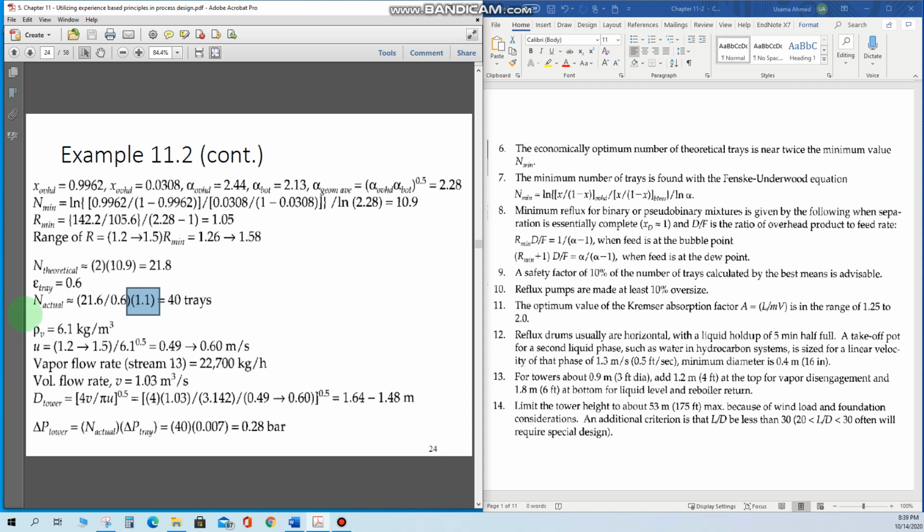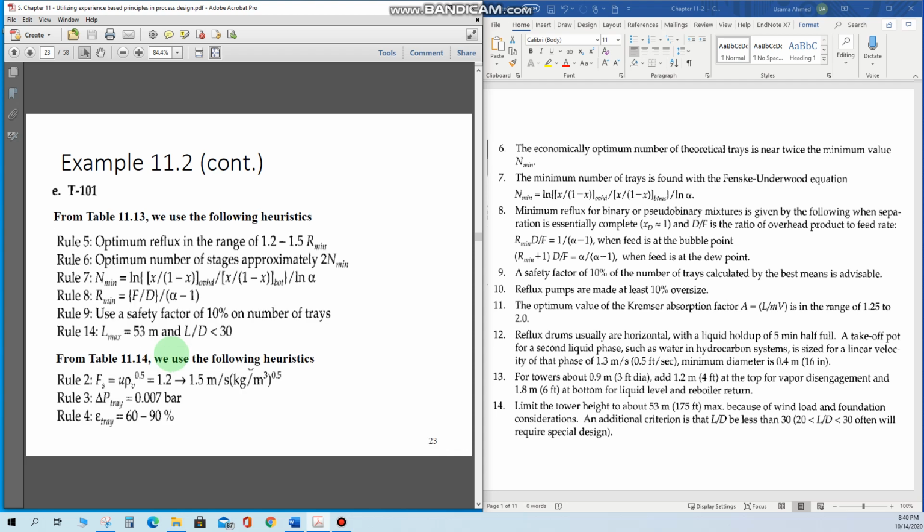Okay, now density for the vapors, you have to see the density of each of the component in the mixture, and then you can use the average density for the vapor. You can calculate this one by yourself. Now velocity, it can be ranged from 1.2 to 1.5 divided by 6.1 power 0.5, and that comes out to be 0.49. So here we are using this equation, f of s. Velocity we have calculated, density of vapor we have just calculated with the power 0.5, so it should be between 1.2 to 1.5.